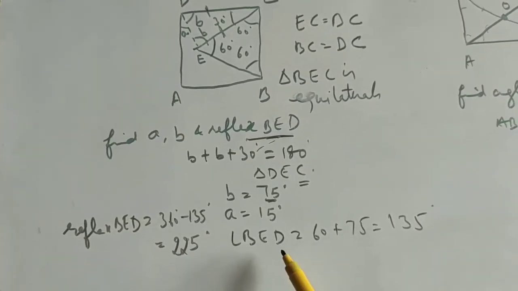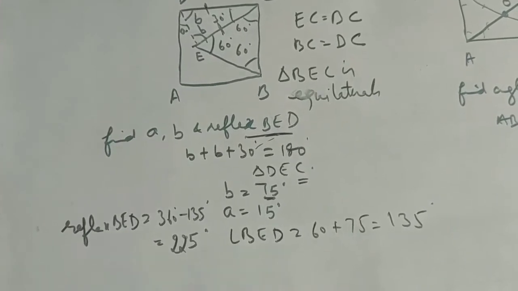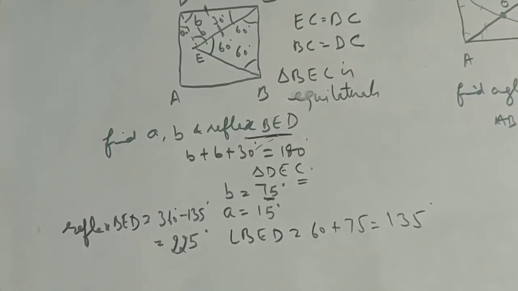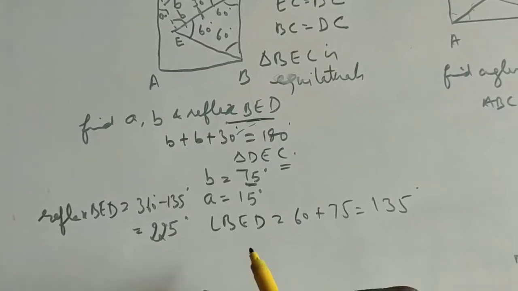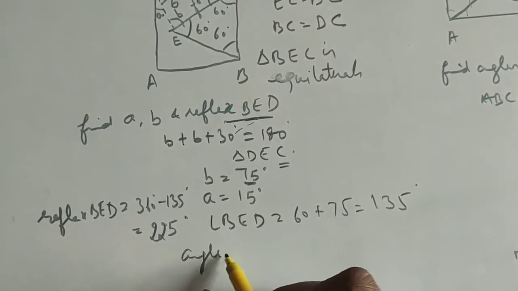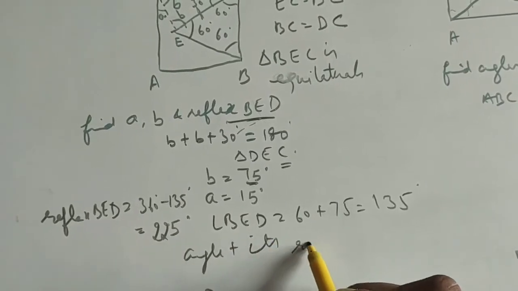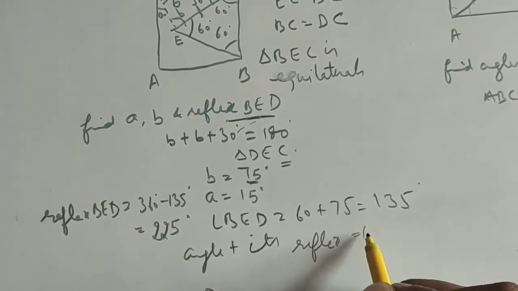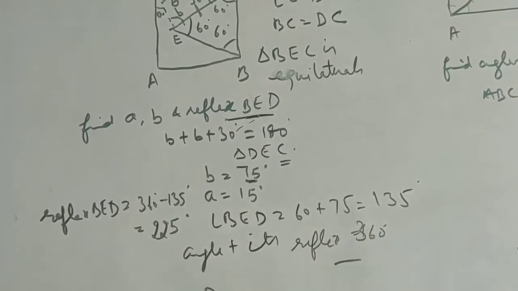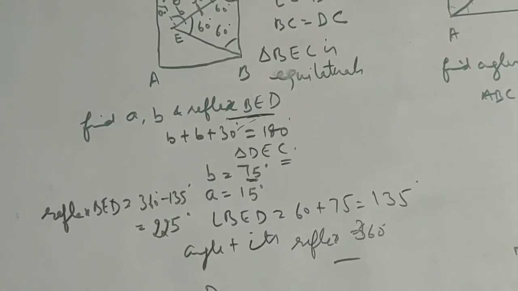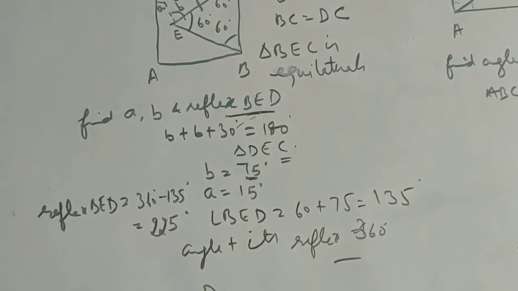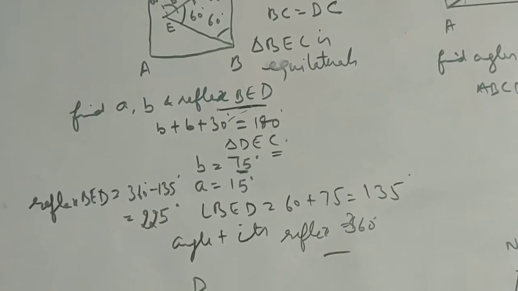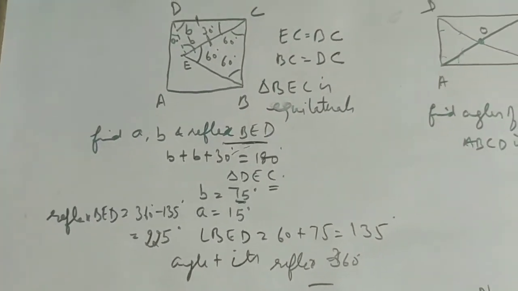How do we know that this is reflex? Because a reflex angle is greater than 180 degrees. So BED was 135, so its reflex will be 225. Because we also know that an angle plus its reflex is equal to 360 degrees. So the angle BED is 135, so the reflex should be 360 minus 135. Okay. So this was the first.